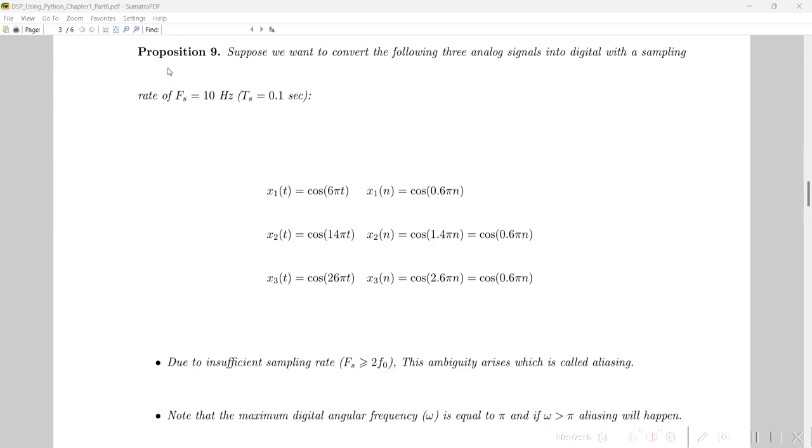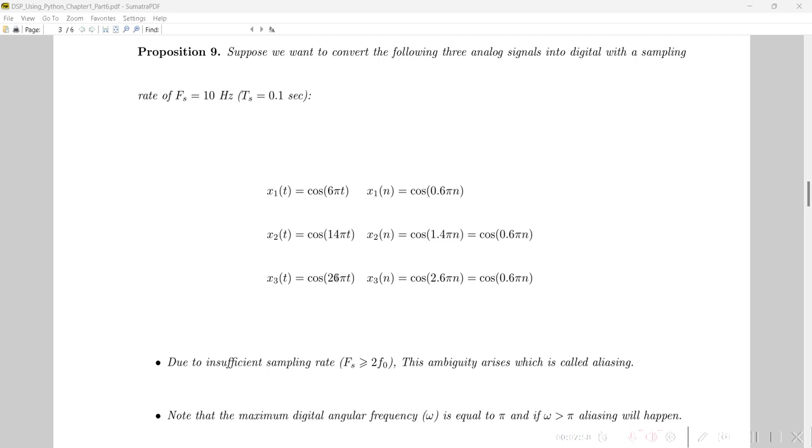Now we'll move to the next proposition. Suppose we want to convert the following three analog signals into digital ones with a sampling rate of fs equals 10 hertz. We'll have a look at three signals. 3 hertz, 10 hertz is sufficient for it. 7 hertz, it's not. 10 is less than 2 times 7, which will be 14.